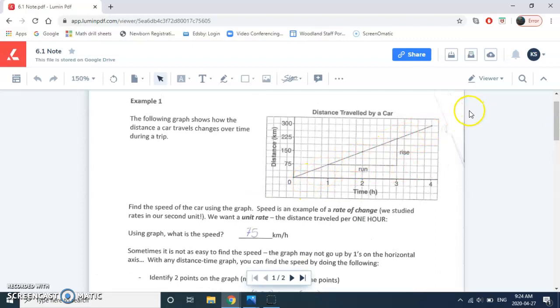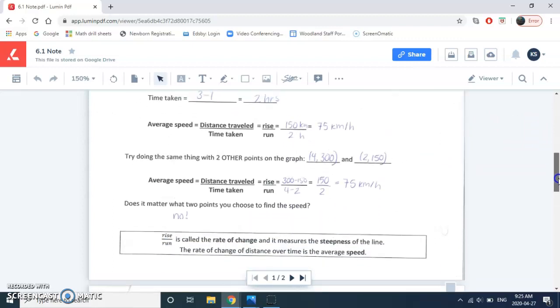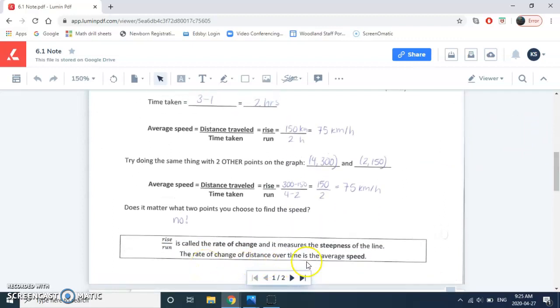You can use any 2 points on the line. So if this graph was extended, or if we wanted to even use these, we could use 4 and 1, or we can use 4 and 3. We can use any points along there, as long as we are taking the rise and then the run. We can use any of those to calculate the speed. So rise over run is called the rate of change, and it measures the steepness of the line. The rate of change of distance over time is the average speed. So the rate of change, distance over time, that's how we find our average speed.